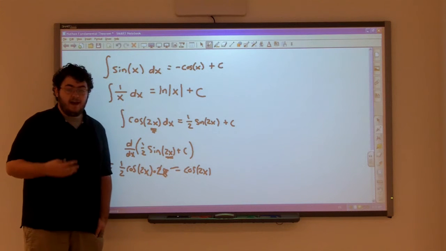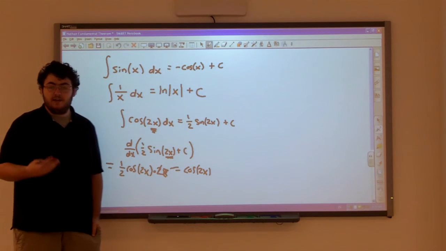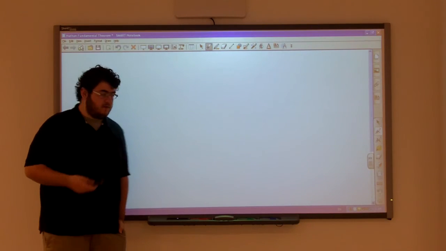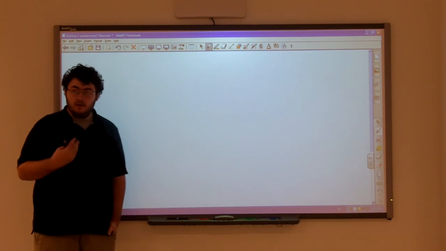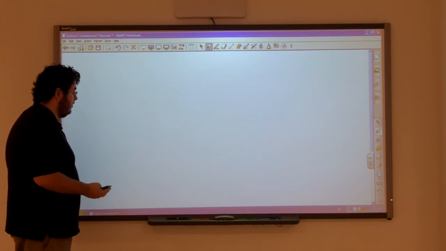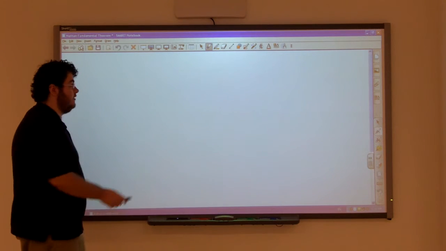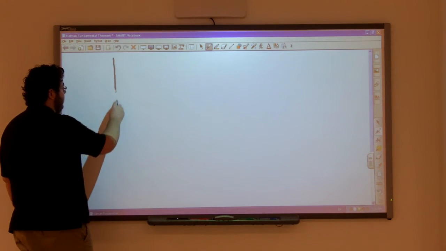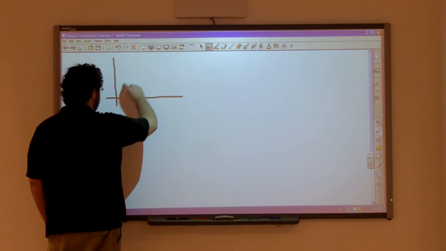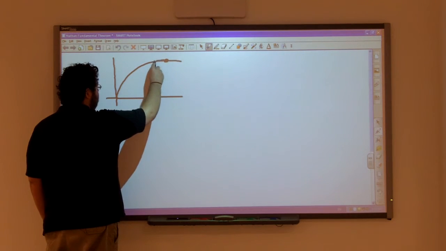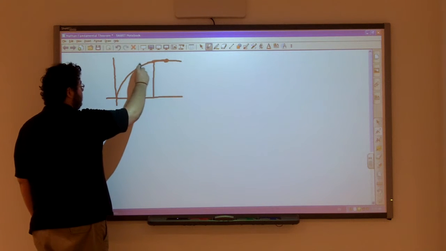So now we're going to look at how these are useful and why we even needed to do this. Why did we need to learn about antiderivatives? Well, recall from previous lectures or previous classes you've had in calculus that we calculated the area under a curve by looking at the sum of rectangles. We call this a Riemann sum.